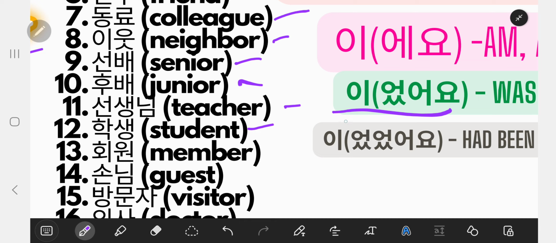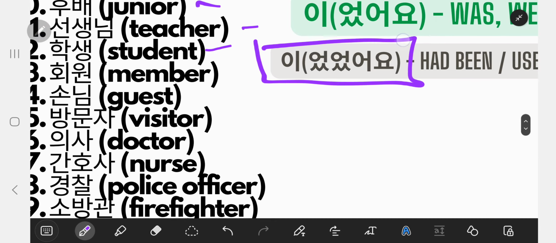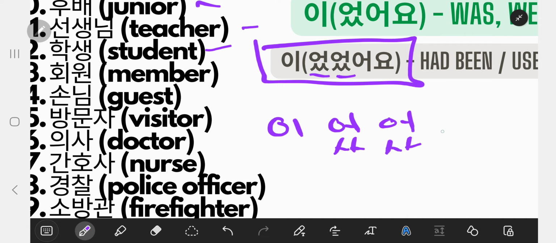학생이었어요. And so on. And you basically do the same thing for this. Just remember this one has two 받침s, so you must remember that. Remember, you are saying you are going here. Now you look at this. Now you look at that.